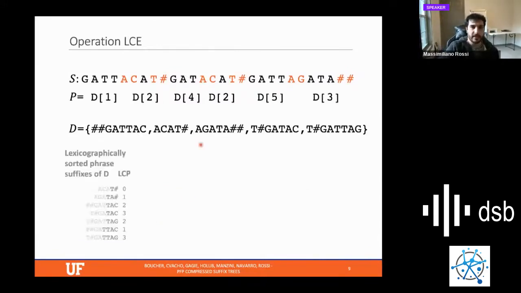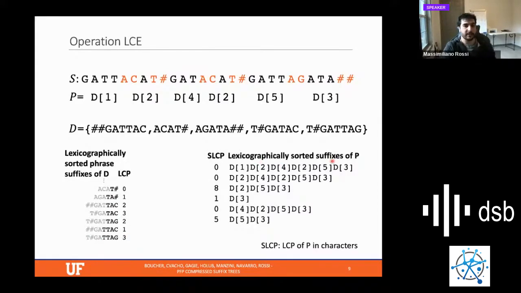So we have our text. We first consider here the lexicographically sorted phrases of the suffixes of D. The suffixes are the ones in black, and the gray part here is just to remember from which phrase this suffix comes from. And we have an LCP array here. We also consider the lexicographically sorted suffixes of the parse, and we have a special LCP array. So this is an LCP array, but the longest common prefix is counted in characters. This suffix corresponds to a suffix of the text, so we just compute the longest common prefix in characters.